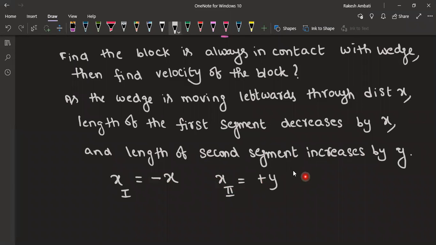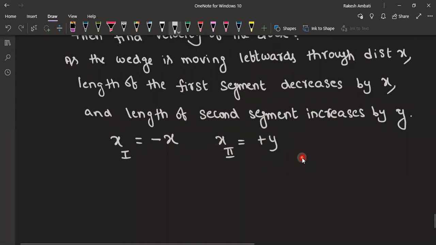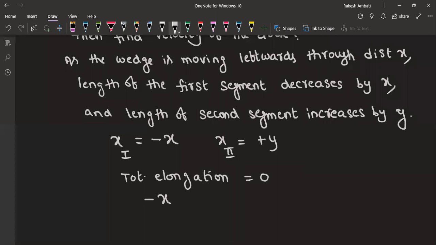Increased means plus. But we know that it is an ideal string. So in the case of an ideal string, no elongation takes place. So total elongation is 0. If the total elongation is 0, it means the change in the first segment plus the change in the second segment must be equal to 0. Then only the total length is always constant. In the first segment we have minus x, in the second segment we have plus y. But the total elongation is equal to 0.